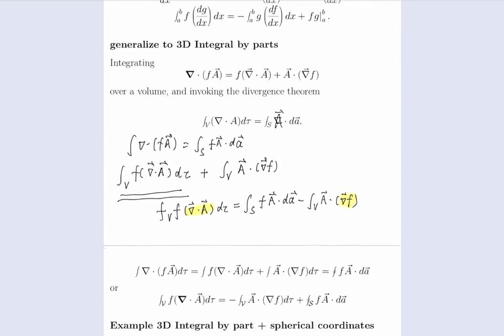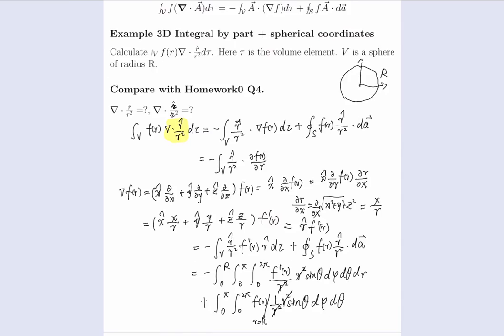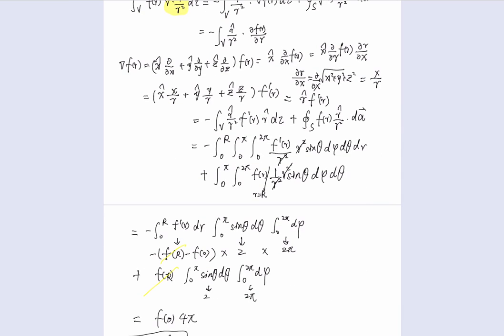Just like what I did before, initially I actually forgot this r squared, and the unit didn't make sense. So to fix this error, I had to insert r squared here. Otherwise, unit-wise, it doesn't work.